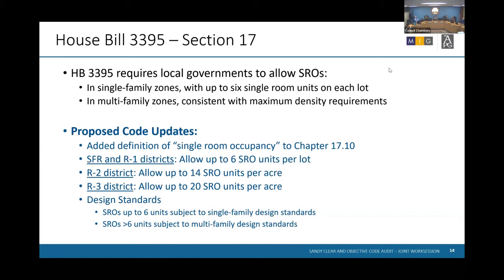So how this would play out in Sandy zones, in addition to adding the definition to the definitions chapter: for the single family zones, SFR and R1, you would allow up to 6 SRO units per lot. Then in the R2 district, you would allow up to 14 SRO units per acre. And then R3 allowing up to 20 SRO units per acre.